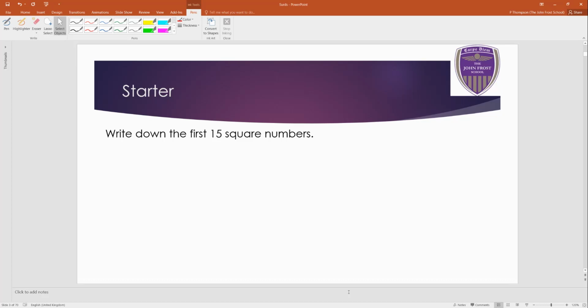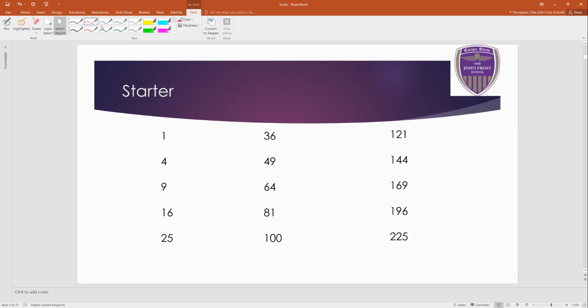Okay, welcome back. If you did the starter, then you should know that, for example, 1 squared is 1, because it means 1 times by itself. 2 squared is 4. 3 times 3 is 9. 4 times 4 is 16. 5 times 5 is 25. 6 times 6 is 36. 7 sevens are 49. 8 squared is 64.